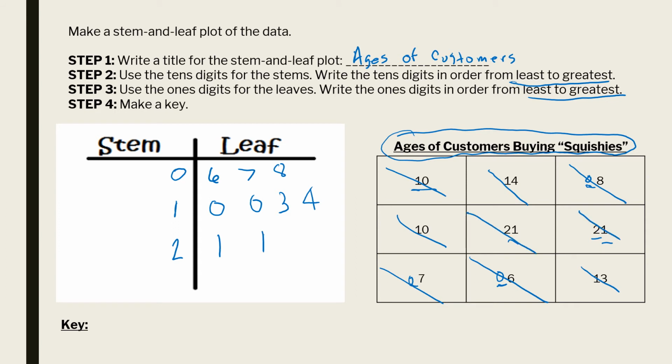All right. Now, when I create a key for this problem, I always use the first stem and leaf. So in this case, I'd have 0/6 equals the number 6. On a test, you may have any example in the stem and leaf, but when I make my own key, I always use the first stem and leaf.